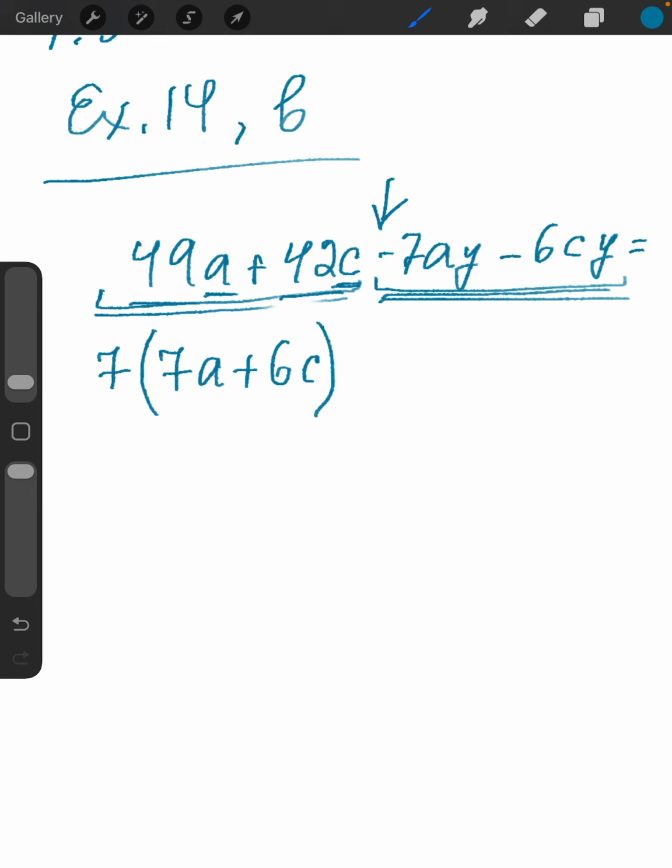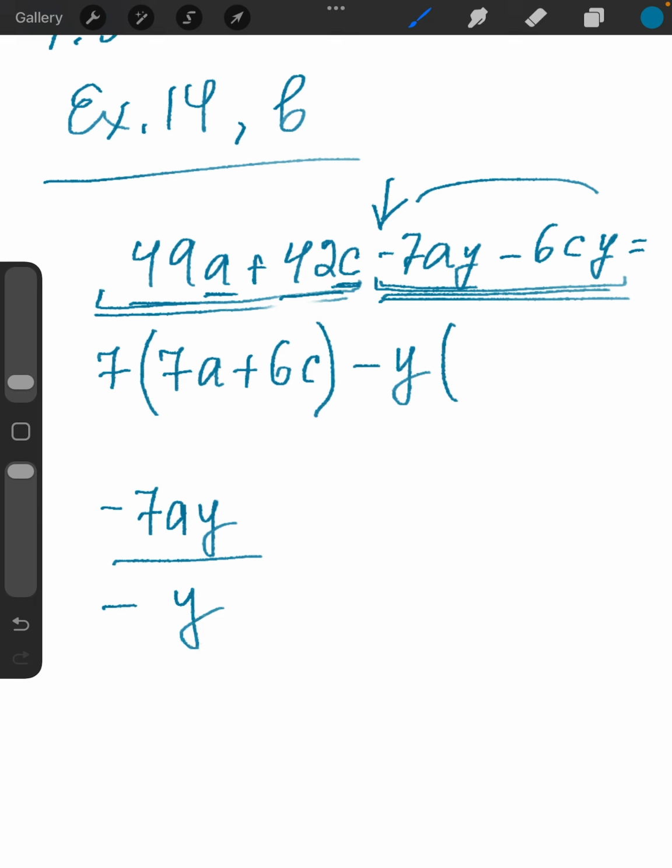Now we do have to continue with our second expression here, and it does begin with a minus sign. So we are going to take out the minus sign, and then what is a common factor between negative 7AY and negative 6CY? All right, hopefully you saw it. It's negative Y, right? So we open parentheses, and then we get negative 7AY, you can even write it out like this, divided by negative Y. This one gets taken out, and this one gets taken out, right? So inside the parentheses is 7A.